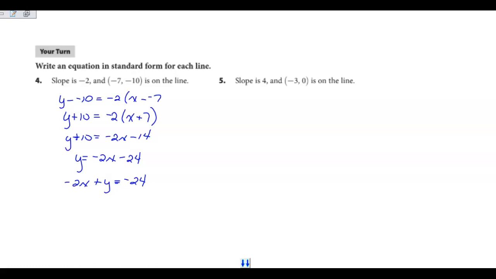Go ahead and look at number 5 and write that in standard form if you know that the slope is 4 and the ordered pair is -3,0. Because I knew that subtracting 0 from y does not change y, I have y by itself. I distributed 4x plus 12, and then I moved my 4x over, so I have -4x plus y equals 12.